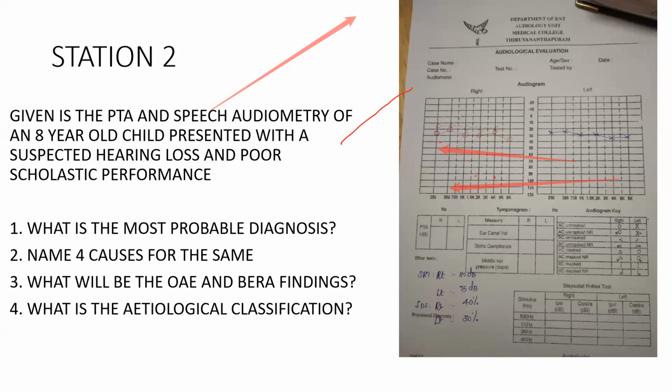Here, the PTA and the speech audiometry of an 8-year-old child presented with suspected hearing loss and poor scholastic performance was given to you. And you were asked what is the most probable diagnosis, name 4 causes for the same, what will be the otoacoustic emission and BERA findings, and what is the etiological classification.